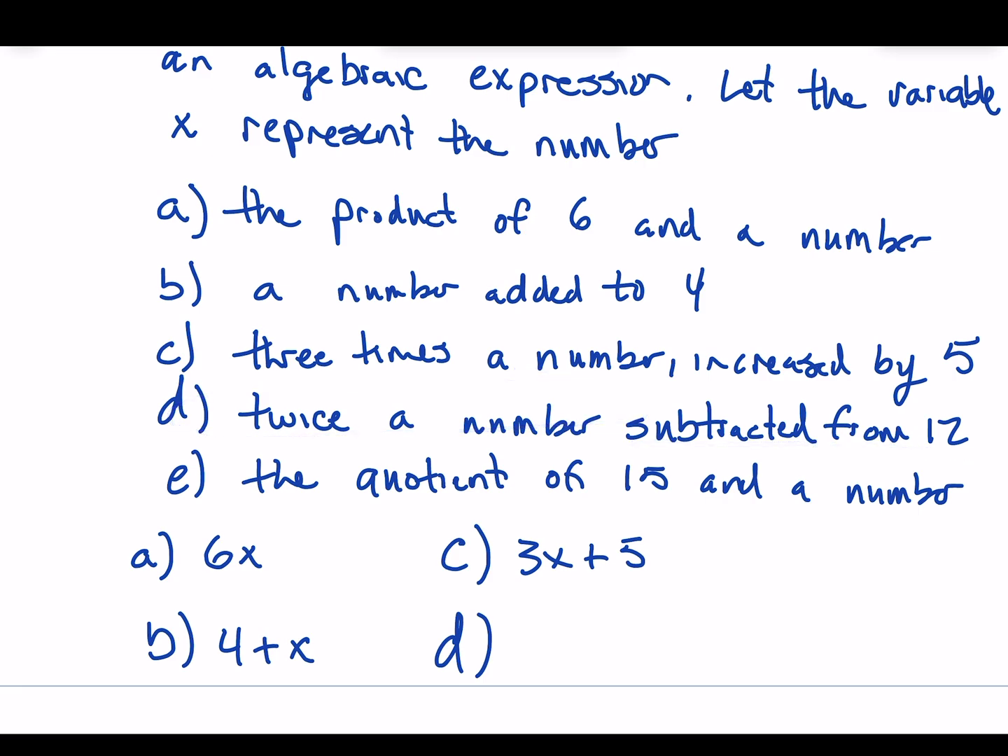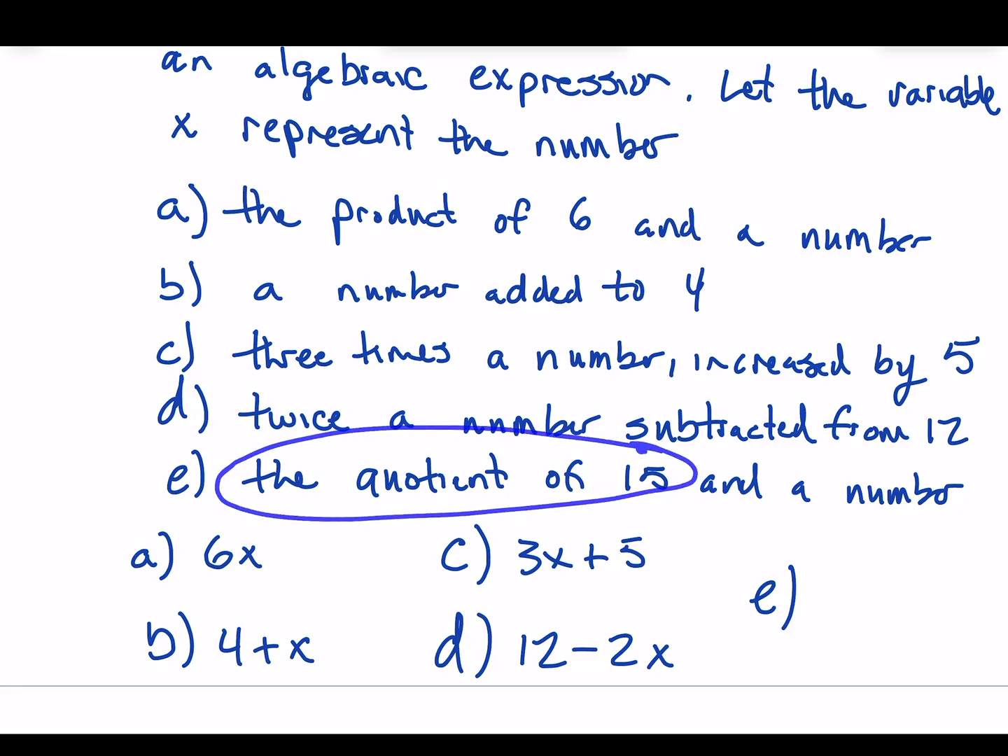So you have to be a little bit careful with subtraction. So we need to start with 12 because it's being subtracted from 12. So 12 minus twice a number, which is 2x. And finally, part E, the quotient of 15 and a number. Quotient means to divide, so the quotient of 15, so 15 divided by a number, which is x. So 15 over x.